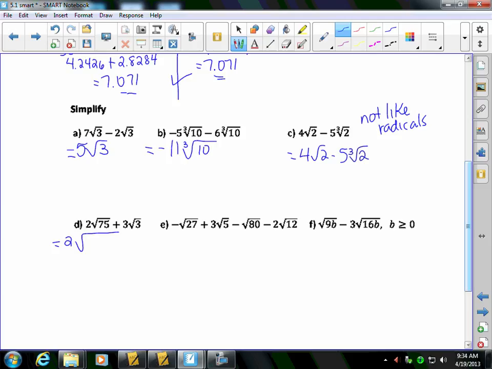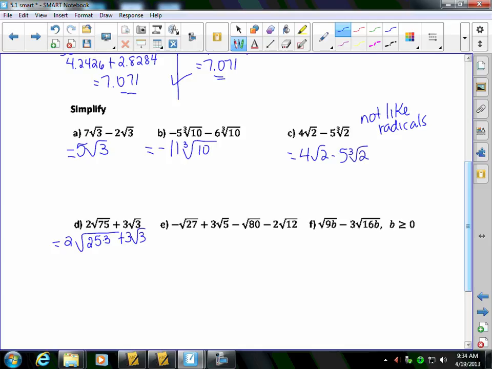So again, it's always the same step. You see what is the biggest perfect, in this case because it's an index of 2, so what's the biggest perfect square that can divide into 75? 25. So 25 times 3 plus 3 square root 3, that is in simplest form. There's nothing else you can do.